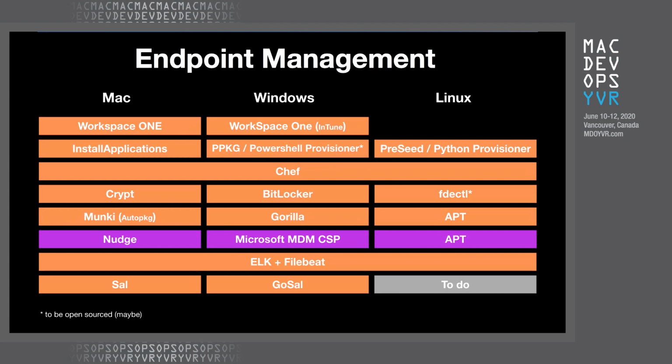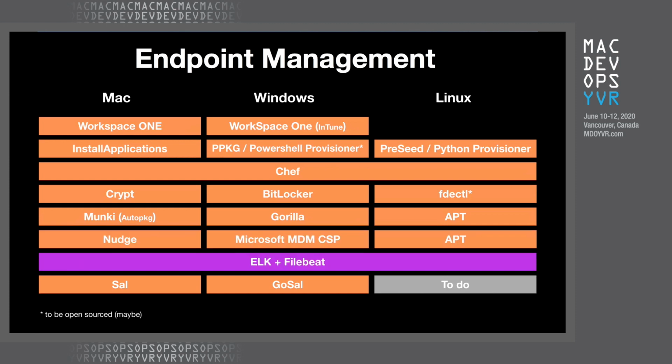On the Windows side, Microsoft actually has some really robust tools here. So we use the Microsoft MDM CSP, and that has worked pretty phenomenally for us. It allows us to be BeyondCorp and have different update mechanisms and update timings. And then, of course, for Linux, it's still apt.